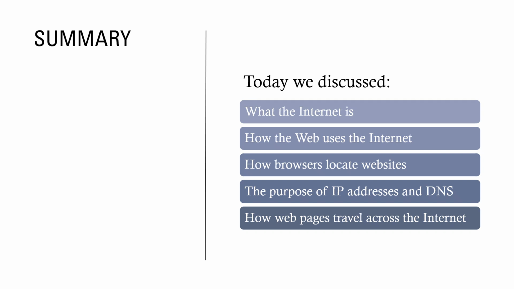So today we explored the technologies that make it possible to access information on the internet. We learned that the internet is a worldwide network that connects computers and that the web is a collection of websites that run on that network. We discussed how clients and servers work together to request and deliver web pages, and how IP addresses, domain names, and DNS help the browsers locate websites.